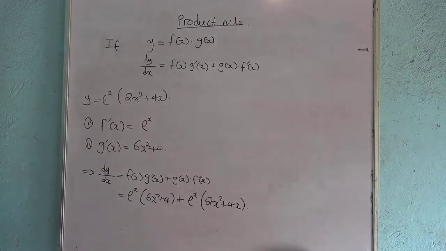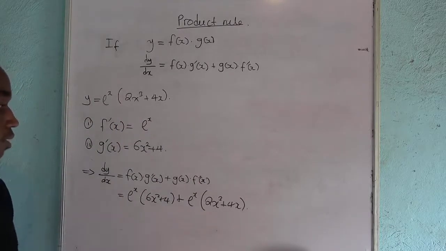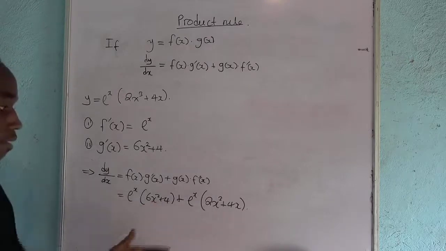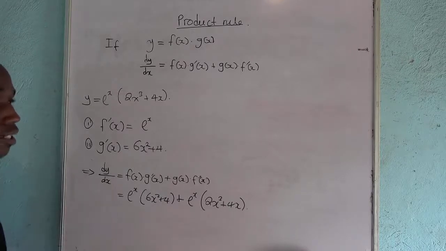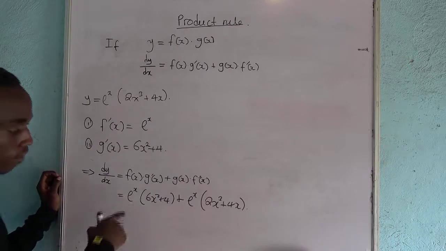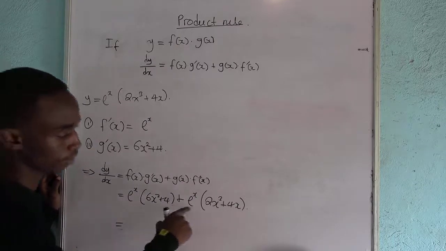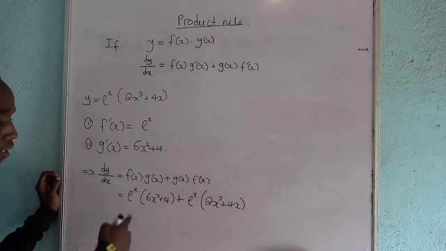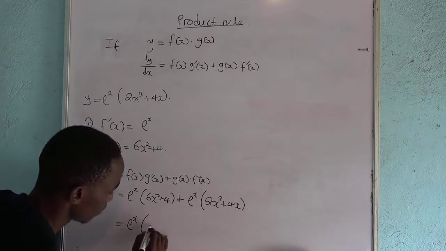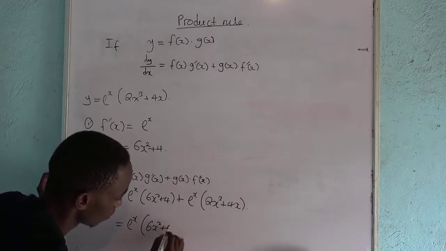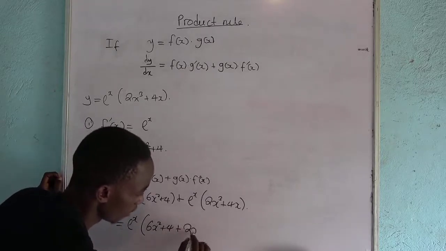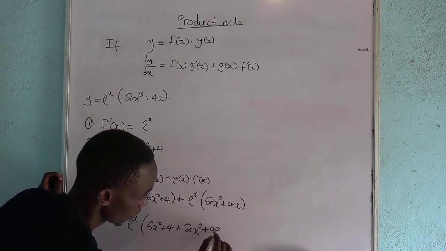From here, the only thing you're supposed to do is either multiply this through with whatsoever is inside there, or simplify if that is possible. That is only if it's possible. Simplifying this one is as good as we have e to the power of x here and also e to the power of x there. So we can factor out this. Factoring this out leaves us with x squared plus 4. Then plus what we have this side, which is 2x cubed plus 4x, like that.